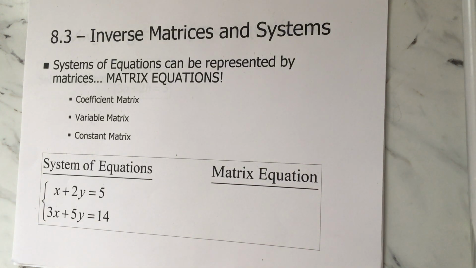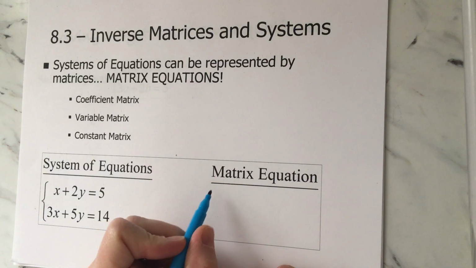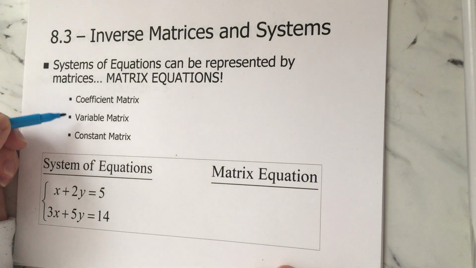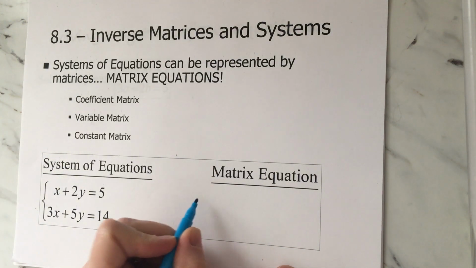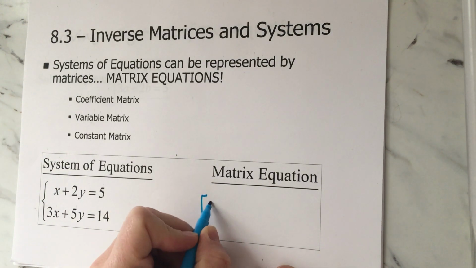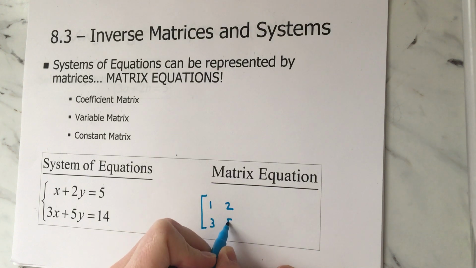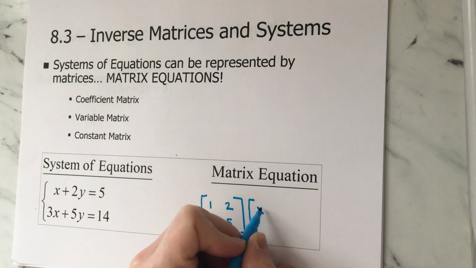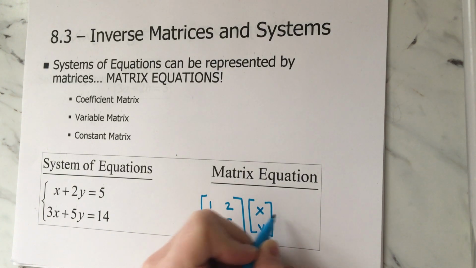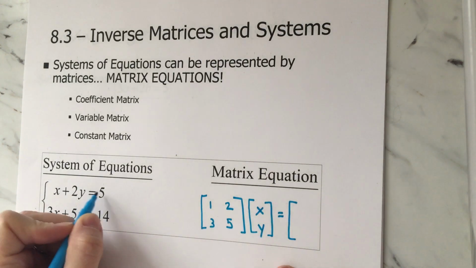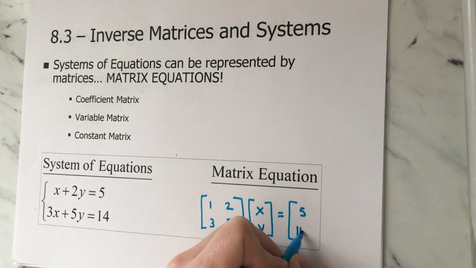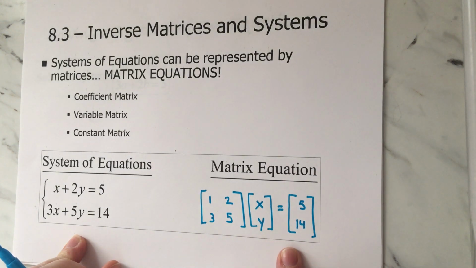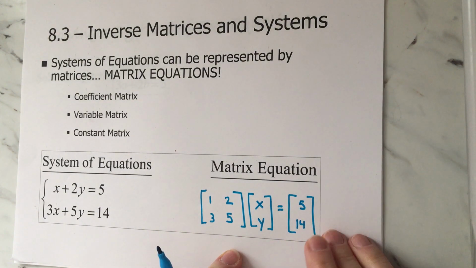But a fourth option, not as common, but a good way to realize we have different ways to solve things, is to create a matrix equation, putting matrices into the mix. I'm going to create a coefficient matrix, a variable matrix, and a constant matrix. It would look something like this: 1, 2, 3, 5 is my coefficient matrix, times my variable matrix, x's and y's, set equal to my constant matrix, which was 5 and 14. So from a system of equations, we can create a matrix equation.